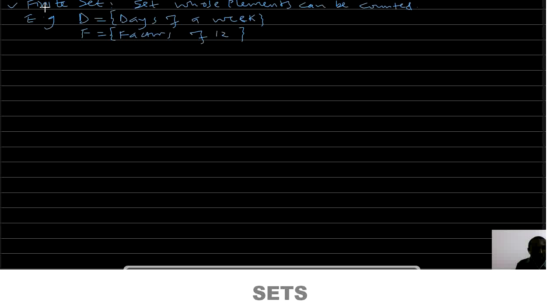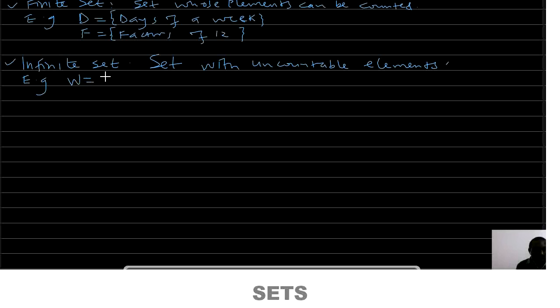The opposite of a finite set is the infinite set. This is a set with uncountable elements. Example, W representing whole numbers. We cannot exhaust all the whole numbers. Another example is the set of real numbers. There is no bound, and so many others.